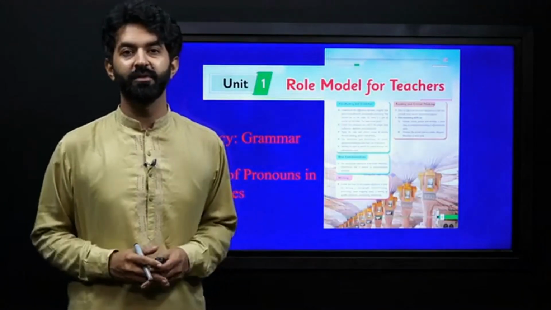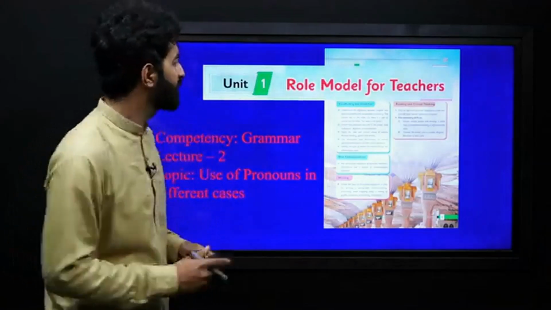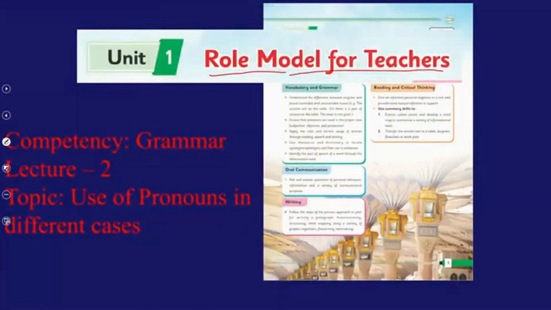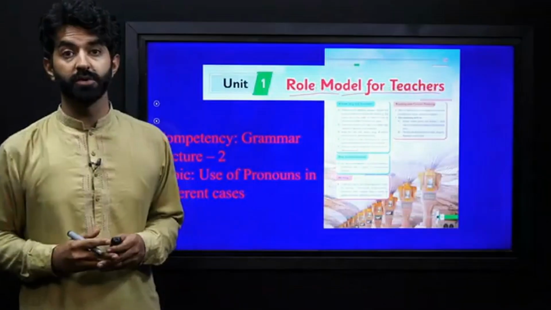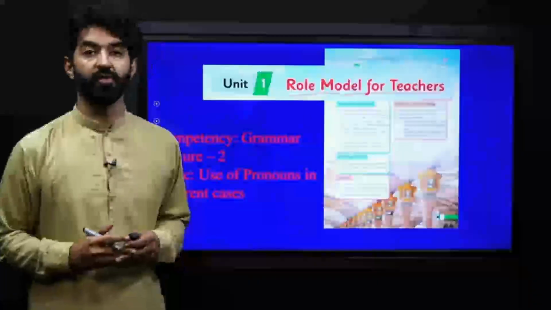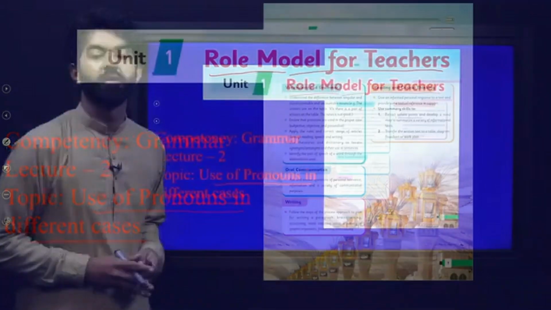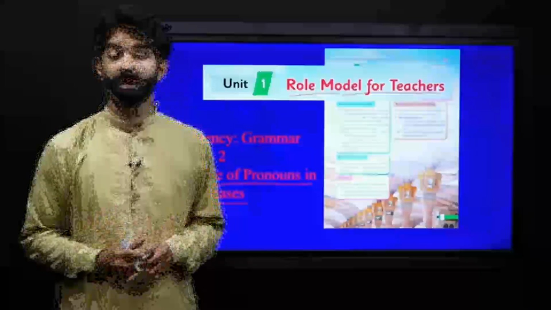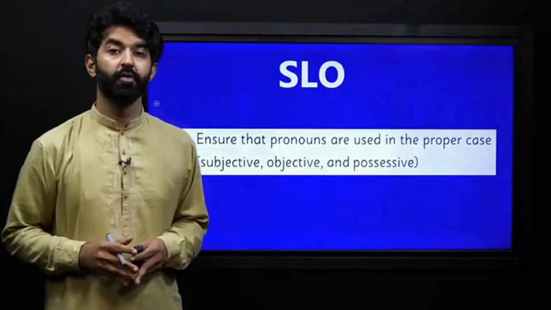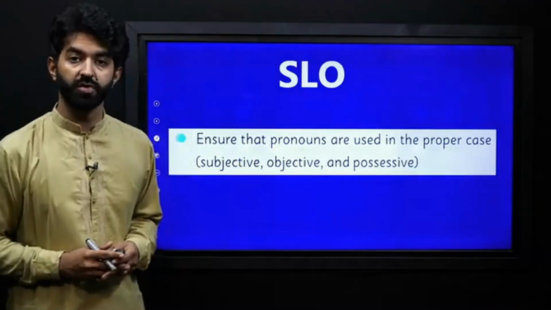So as you know, we are dealing with unit number 1 titled Role Model for Teachers. This is our lecture number 2. The competency is grammar and the topic that we are dealing with is use of pronouns in different cases. So this is our topic, and let's begin by reading and understanding our student learning outcome.